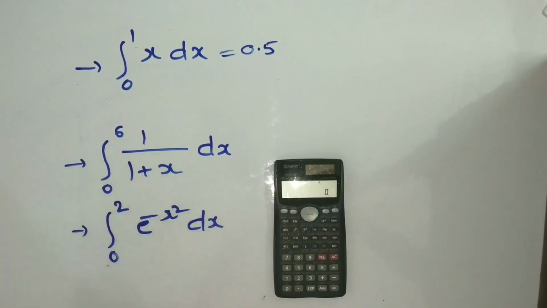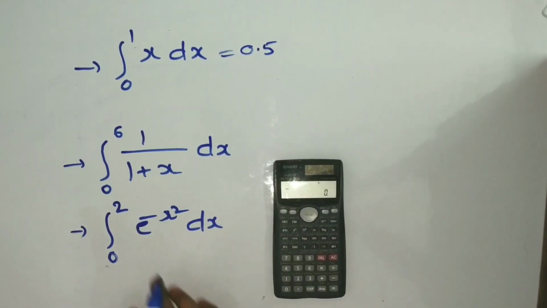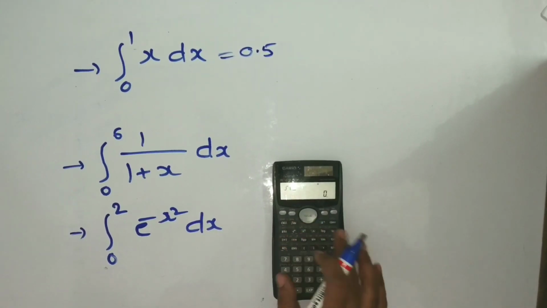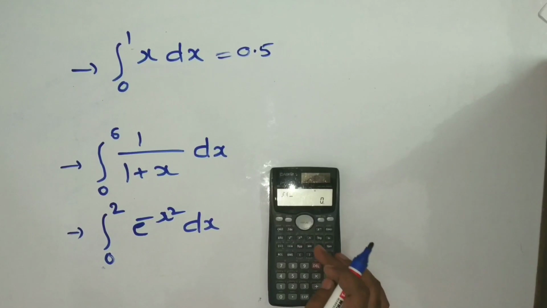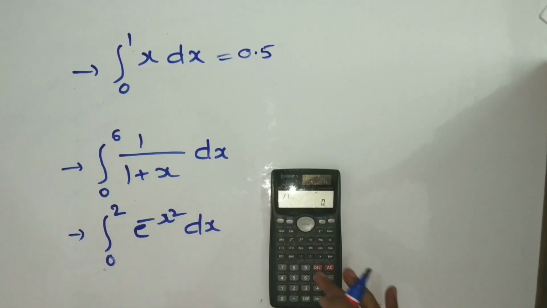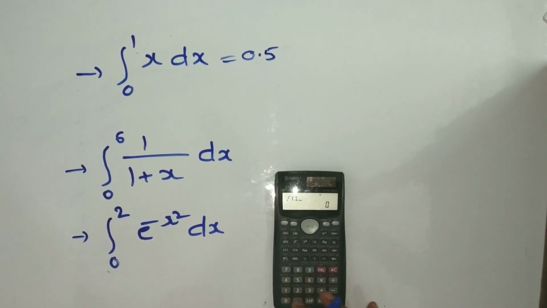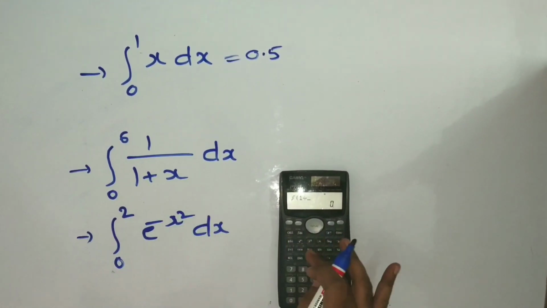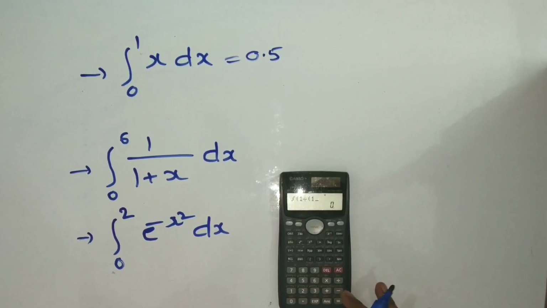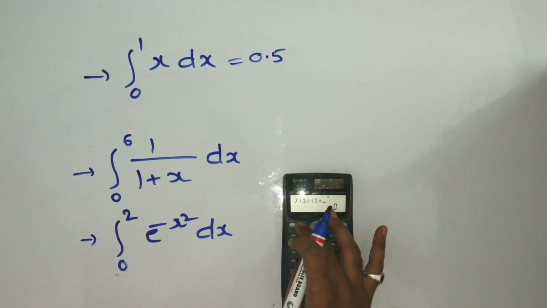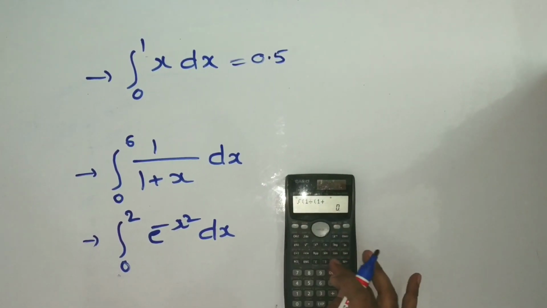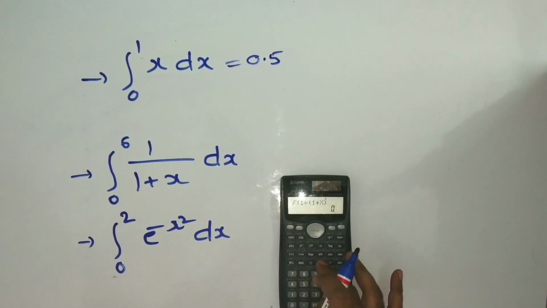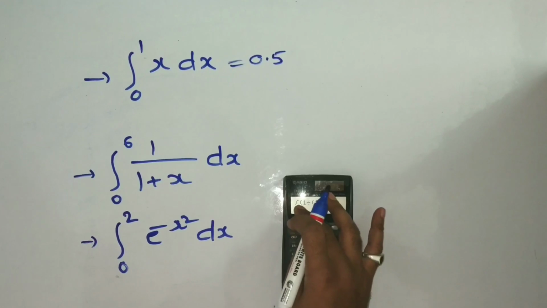Similarly, see the second problem, students. Second problem, integral 0 to 6. Again press the integration button, students. Now this time we have a fraction, students. So 1 divided by, you put 1 plus x in the bracket, students. 1 plus x means again alpha x, students. Now this time close bracket for 1 plus x.